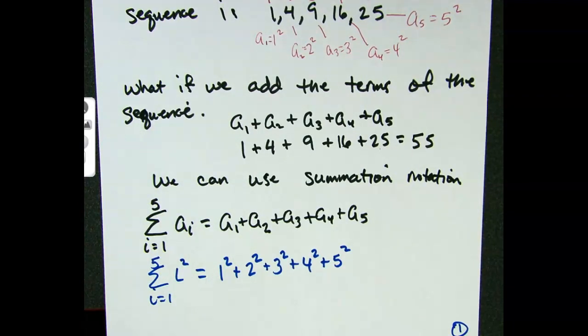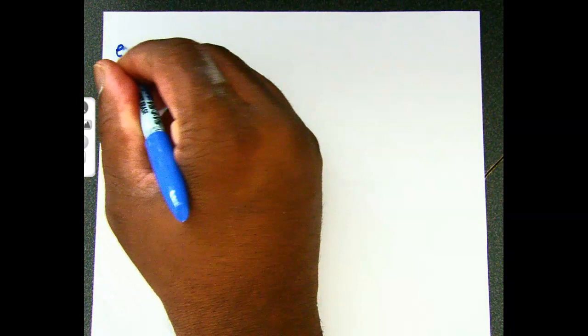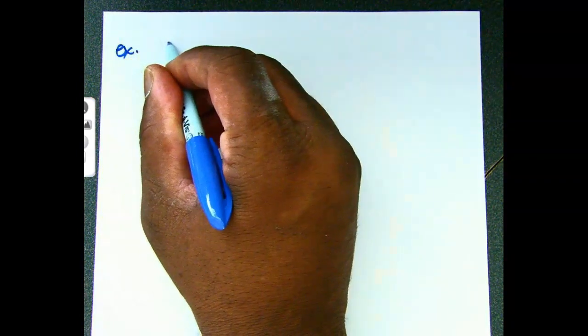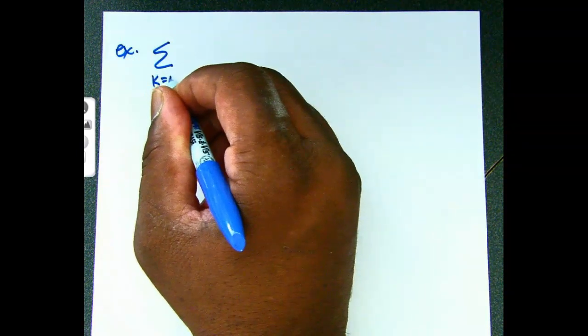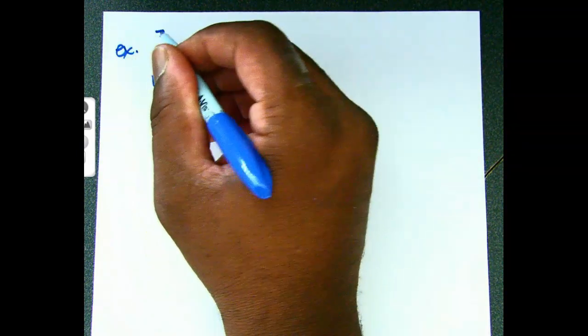Okay. Now we don't always have to start at 1 or use the index of i. So let's take a look at a couple more examples. Okay. So let's take a look here. So we're going to do the summation. This time we're going to use, instead of i, k. So k equals 4 to 7.